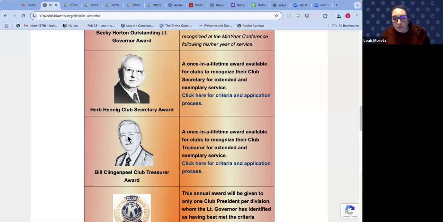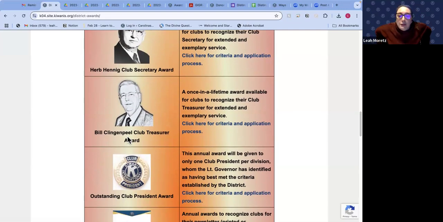Same thing for the Bill Clingfield Club Treasurer Award, which we created just 2 years ago because many clubs have these 2 positions separate. So we wanted to do something for the club treasurer as well as the club secretary.